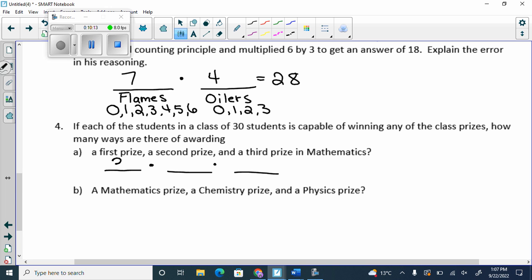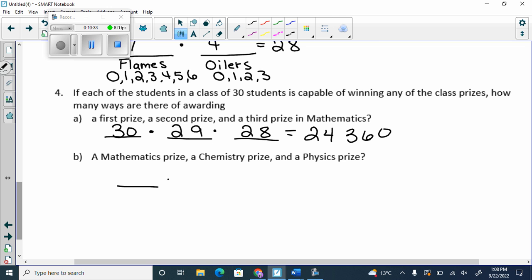This should be the easy one. 30. Then 29. Then, not figuratively, right, literally, right. True. Yes, you're right. Okay, then we have a math prize and a chemistry prize and a physics prize.